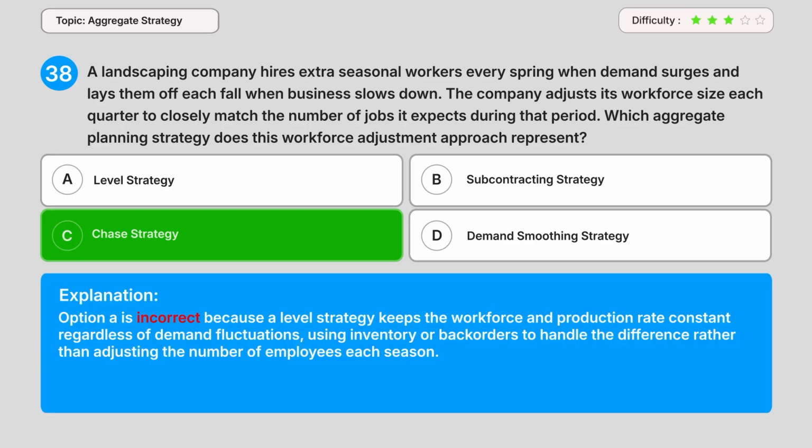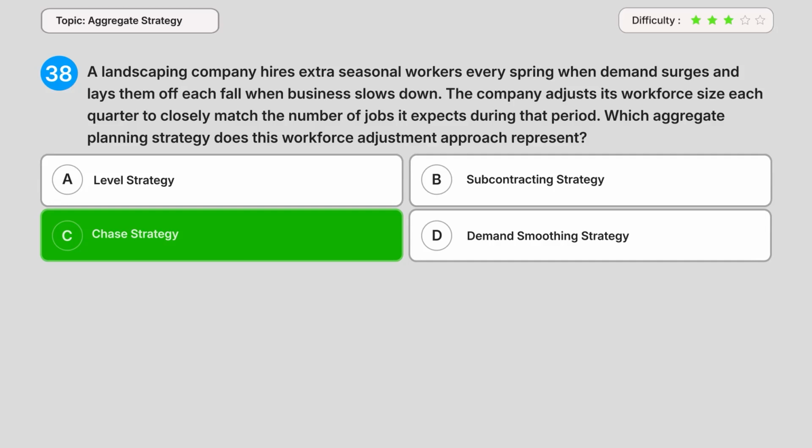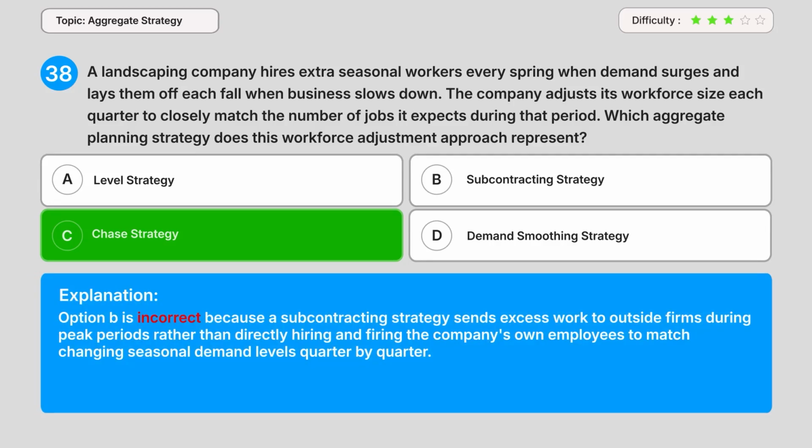Option A is incorrect because a level strategy keeps the workforce and production rate constant regardless of demand fluctuations, using inventory or back orders to handle the difference rather than adjusting the number of employees each season. Option B is incorrect because a subcontracting strategy sends excess work to outside firms during peak periods rather than directly hiring and firing the company's own employees to match changing seasonal demand levels quarter by quarter.